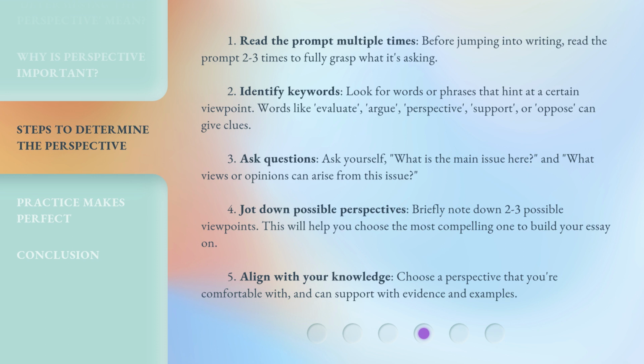4. Jot down possible perspectives. Briefly note down 2 to 3 possible viewpoints. This will help you choose the most compelling one to build your essay on. 5. Align with your knowledge. Choose a perspective that you're comfortable with and can support with evidence and examples.